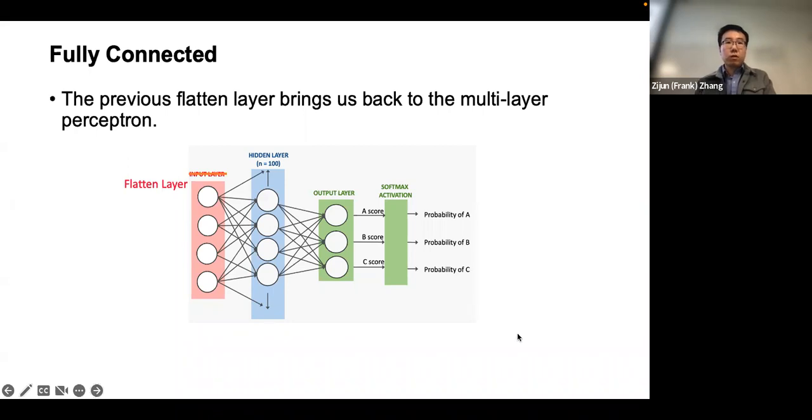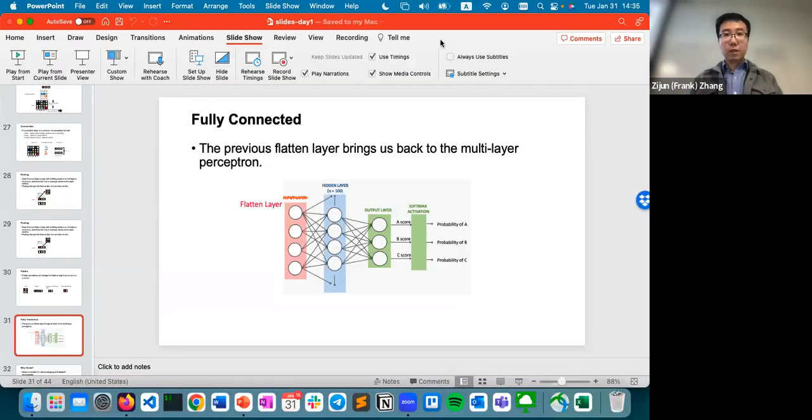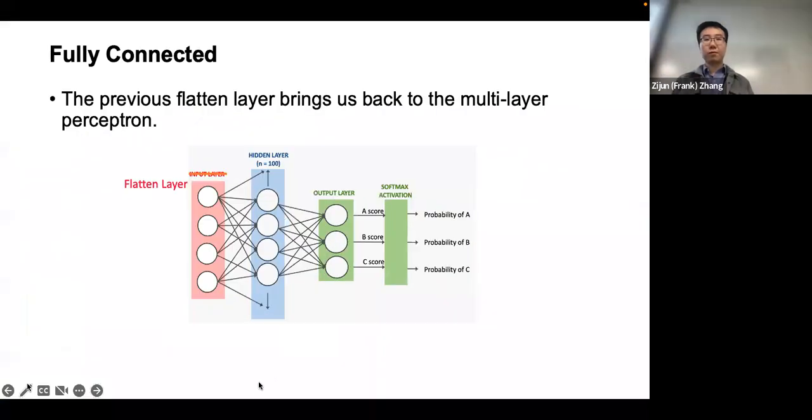So, okay, that concludes the basic description of how different operations work in a CNN model. Any questions before we move on? Let me check for our online audience, any questions? Okay, I hope that's clear.